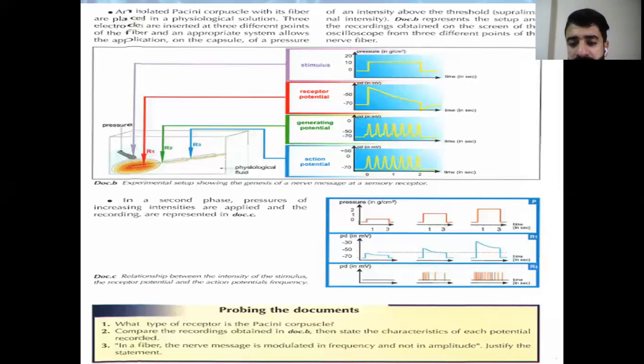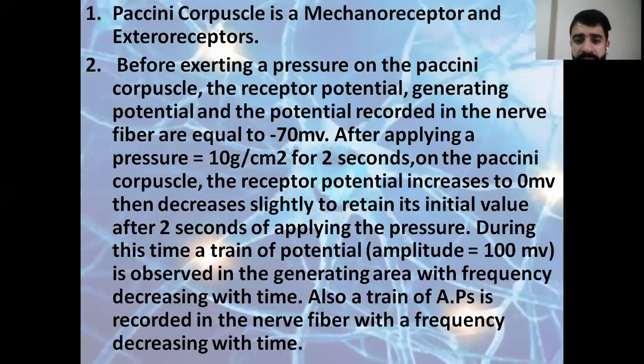Also, we talk about the relationship between the intensity of the stimulus, the receptor potential, and the action potential. As the intensity of the stimulus increases, the potential difference will increase as well, and this will lead to a change in the potential and the frequency of the action potential. So here we can say that frequency is the one that codes the action potential, or the propagation of the nervous message.